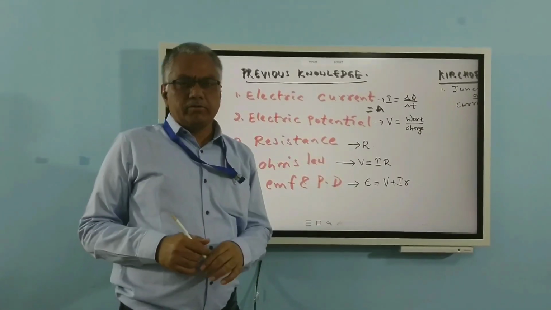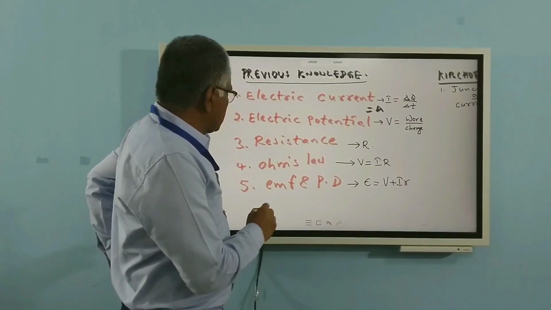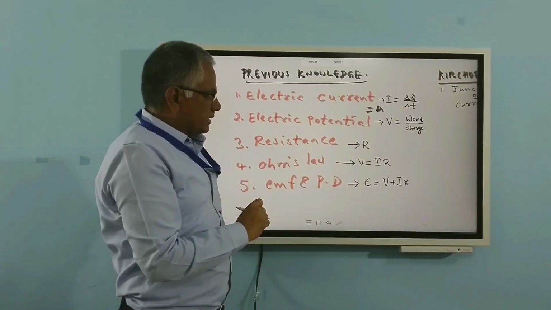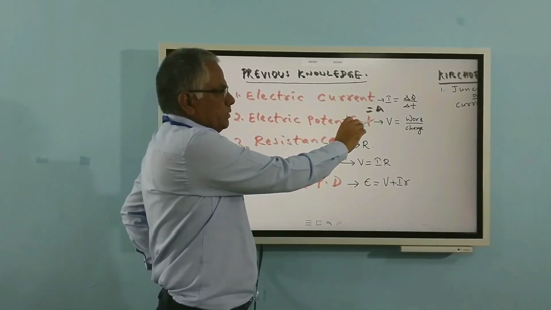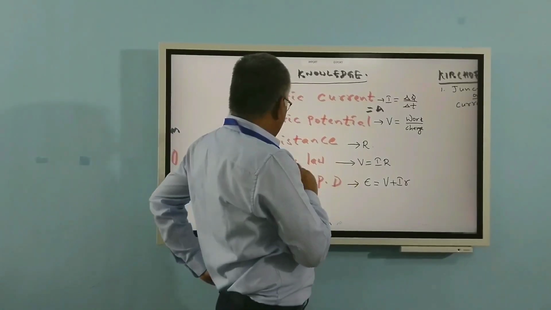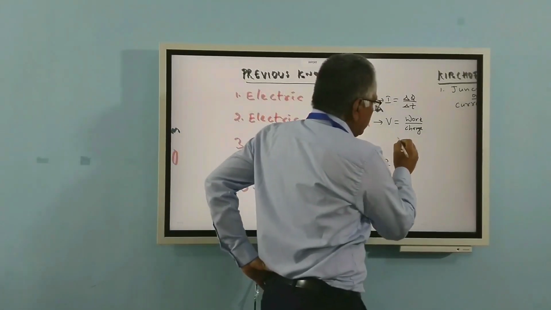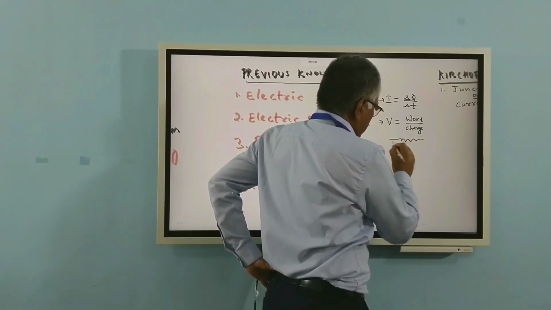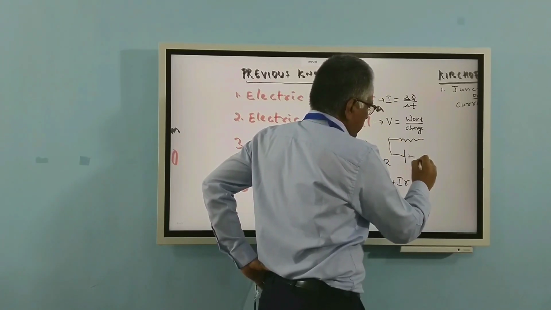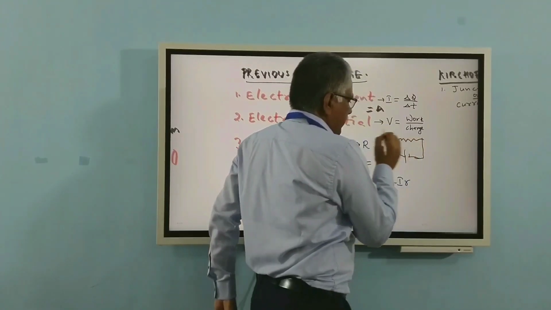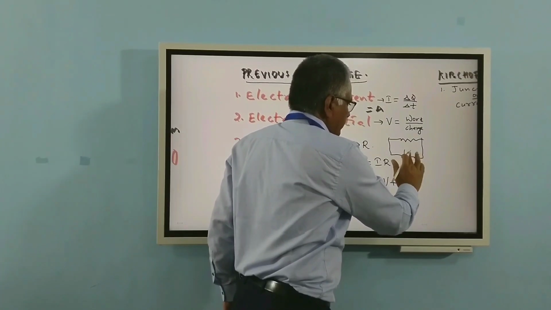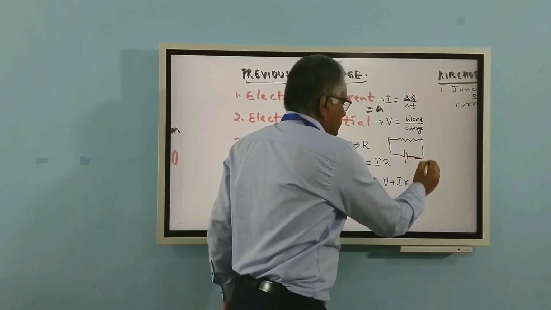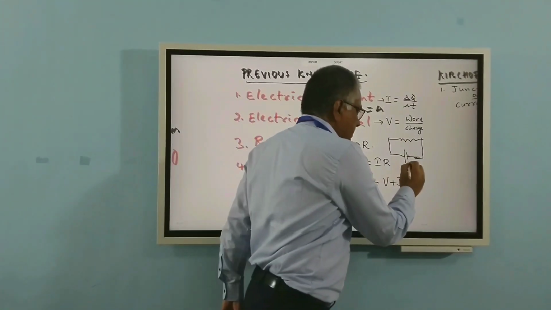Electric current we know. It is just the electric current that passes in a circuit whenever there is some potential difference. Electric potential is nothing but the work done per unit charge. Suppose let us take a small circuit here. A resistor is connected to a cell. The potential difference is V.